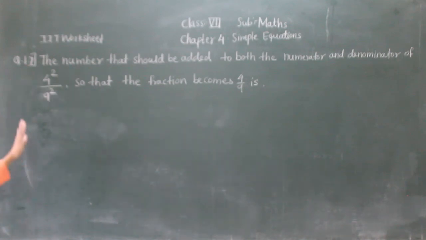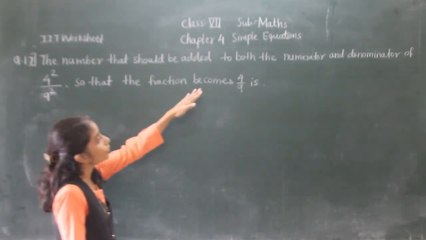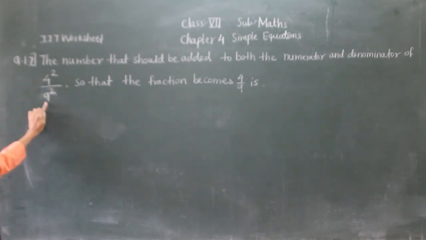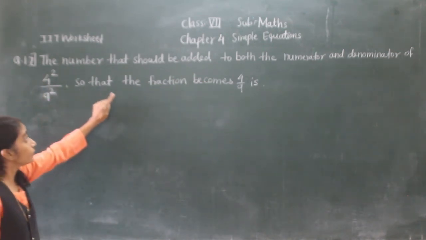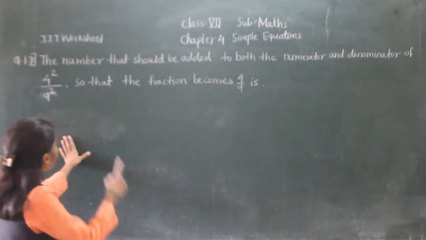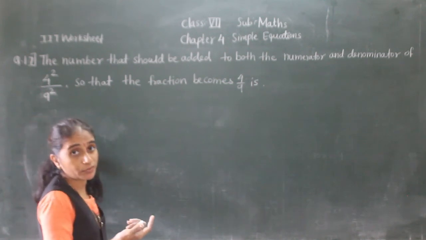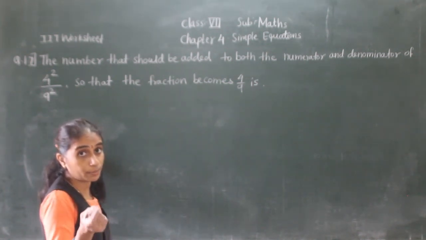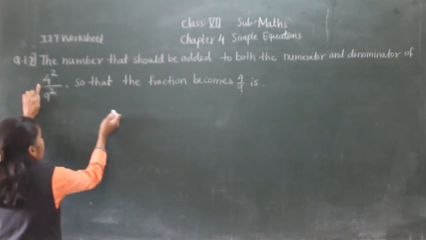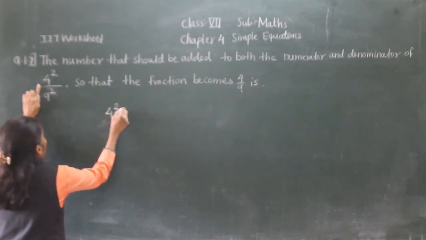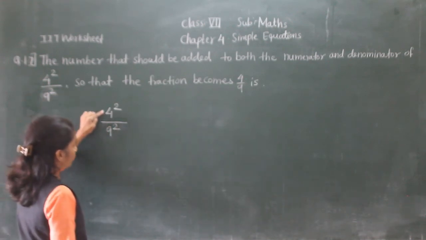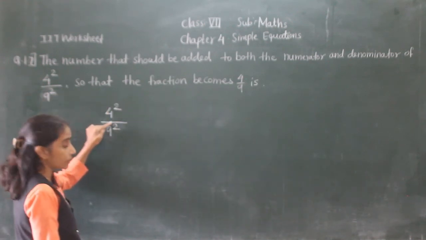The number that should be added to both the numerator and denominator of 4 square upon 9 square so that the fraction becomes 4 upon 9. The number which we don't know, let that number be x, added to both numerator 4 square and denominator 9 square.